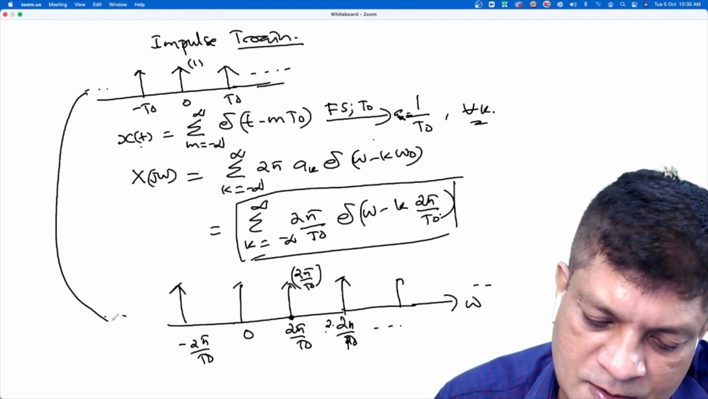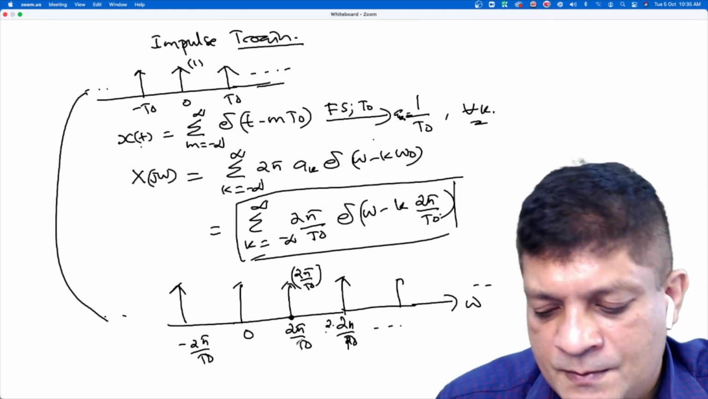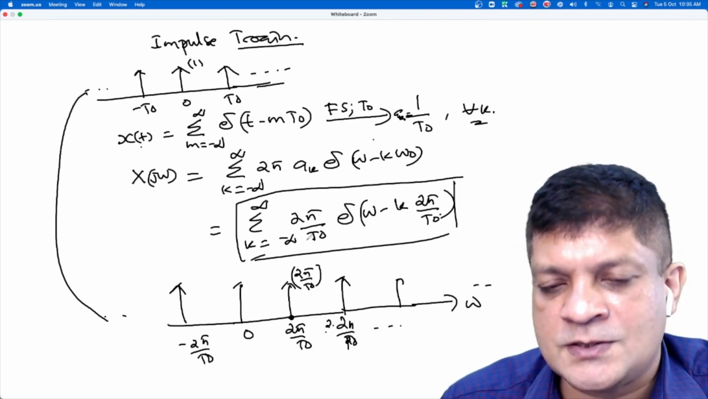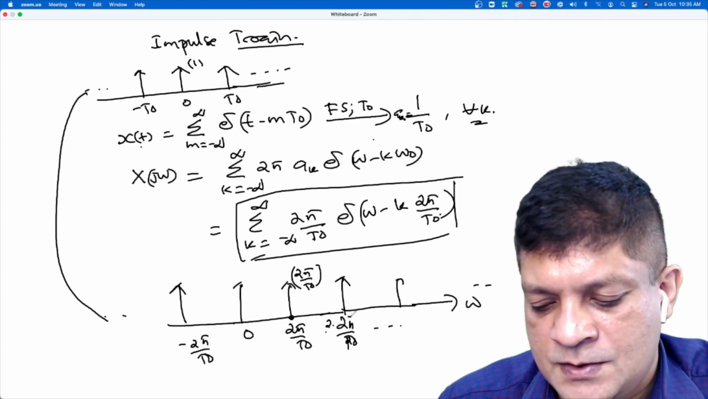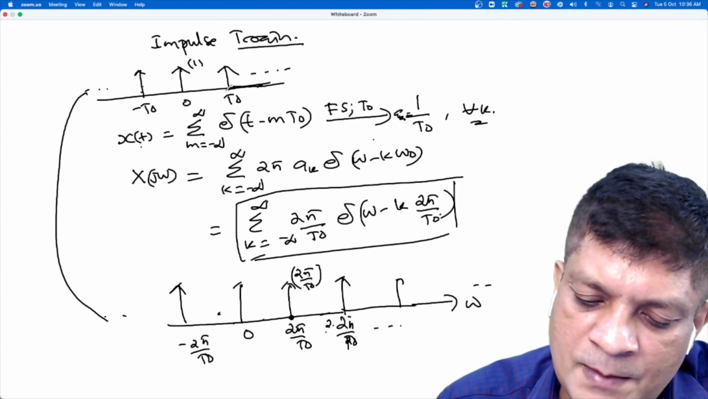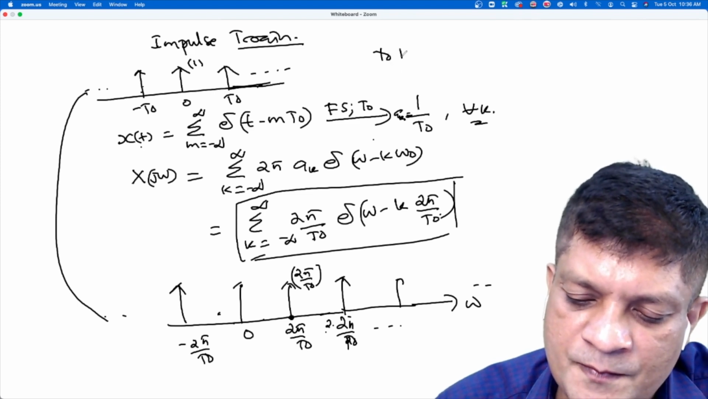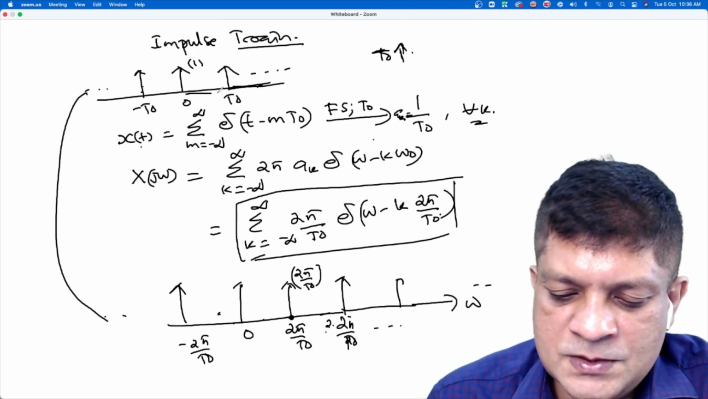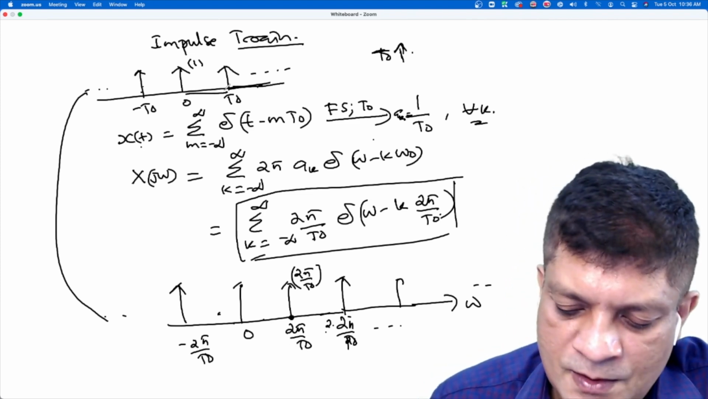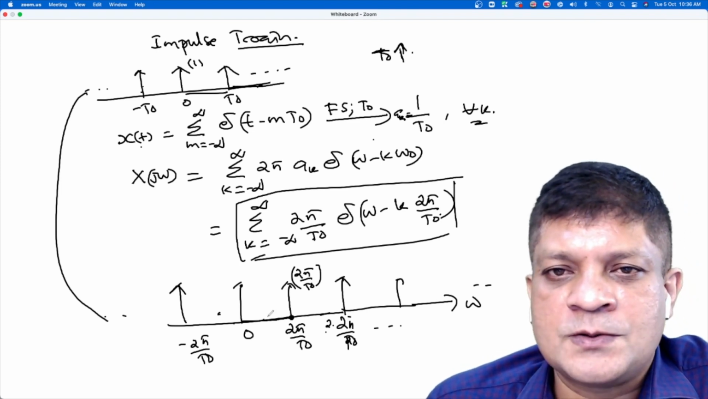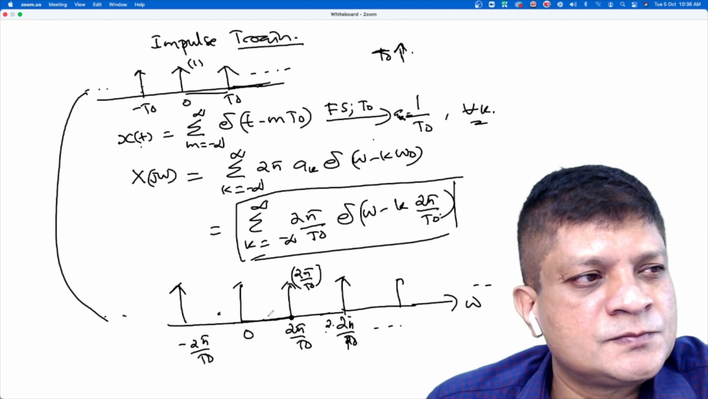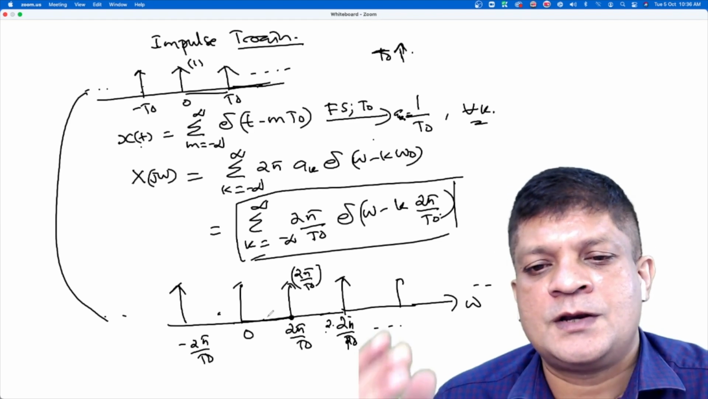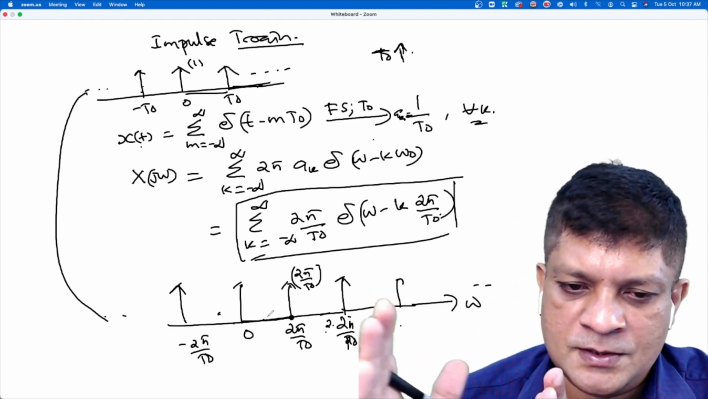So here you can see that in the time domain it is an impulse train, and in the Fourier domain also it is an impulse train. The only difference is that their strengths are different and these points are also different. What will happen if we increase the value of t naught? This separation increases in the time domain. What happens in the frequency domain? Separation decreases.